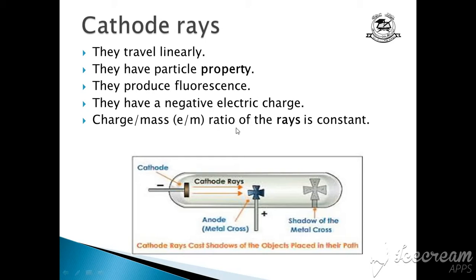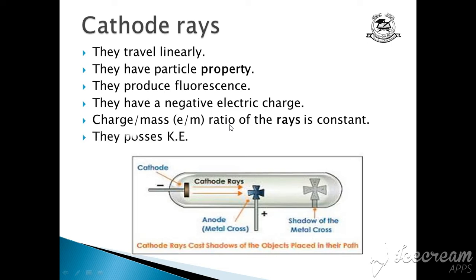The ratio of these rays is constant, and this is 1.7588 × 10^8 coulomb per gram. It is given in your book, page number 44. That is the same for all electrons regardless of any gas in the tube. Okay, when we change the gas within the tube, the ratio will be the same, it will not change.